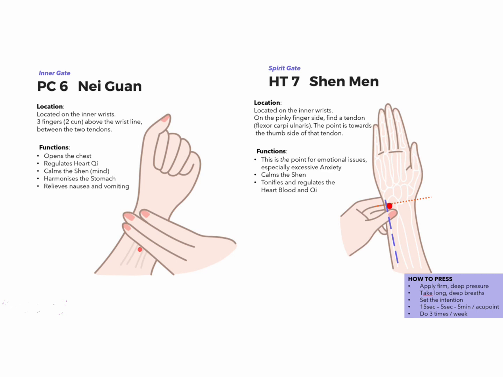Take long and deep breaths while pressing. Set the intention and focus your energy on the point that you are pressing. Press firmly for 15 seconds, followed by 5 seconds release, and continue for about 5 minutes for each point. Press on a regular basis as acupuncture works cumulatively.